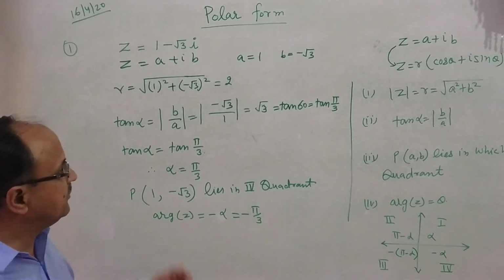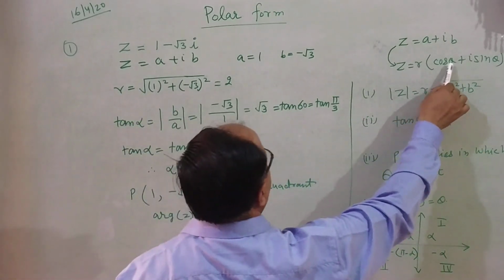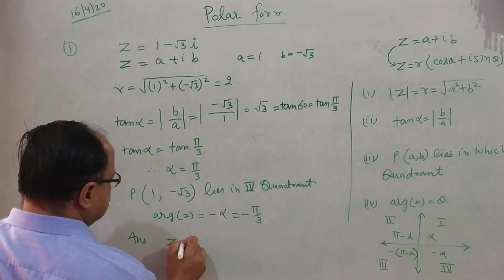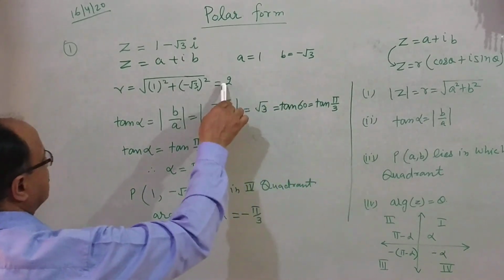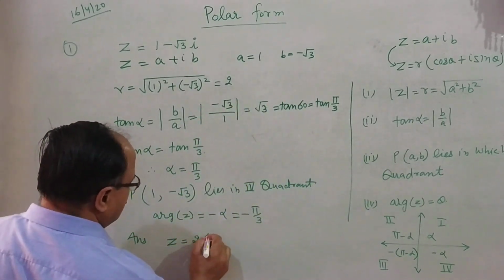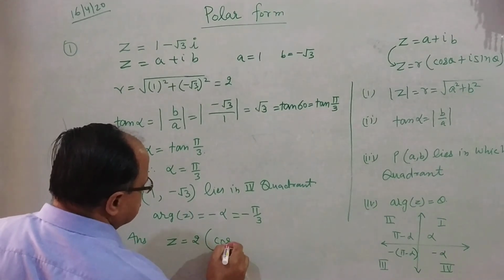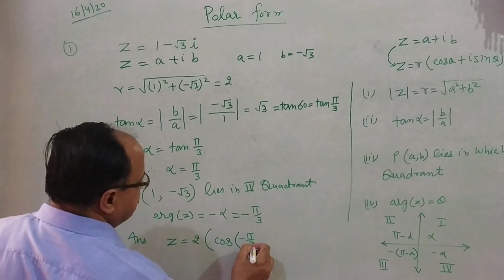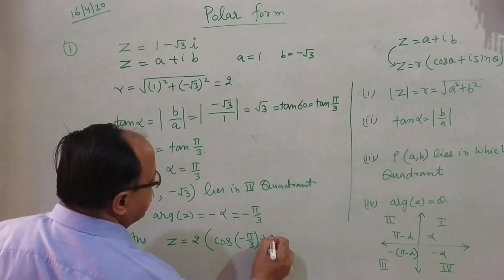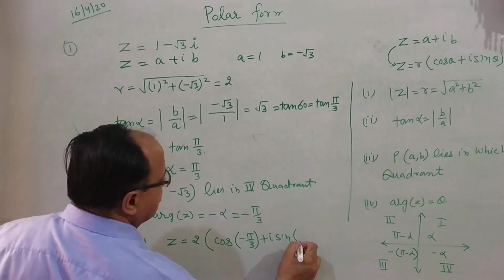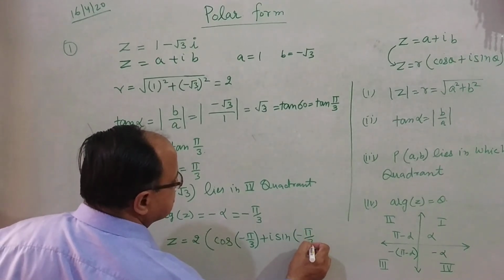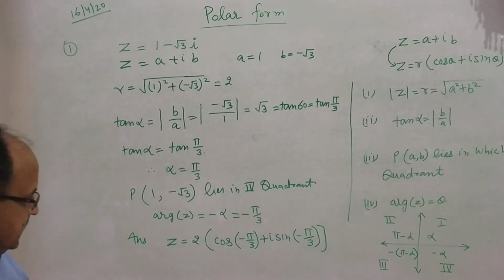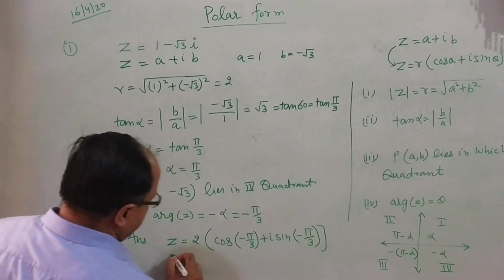Clear? Now see, theta and R. Therefore the answer: Z is equal to R, what is the value of R? 2 cos theta, theta you know, minus pi by 3, plus iota sine minus pi by 3. This is the polar form. Here this is the answer. Correct?